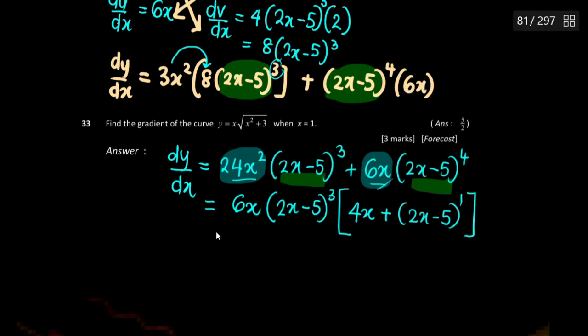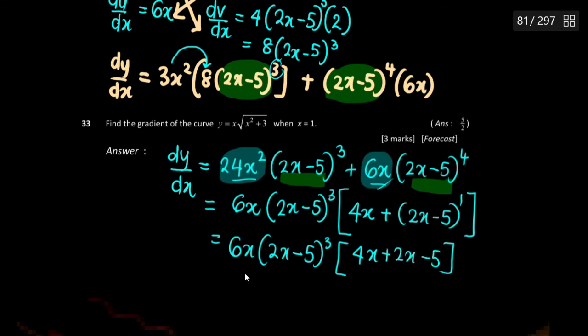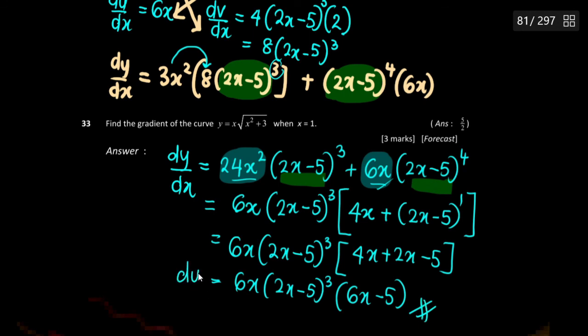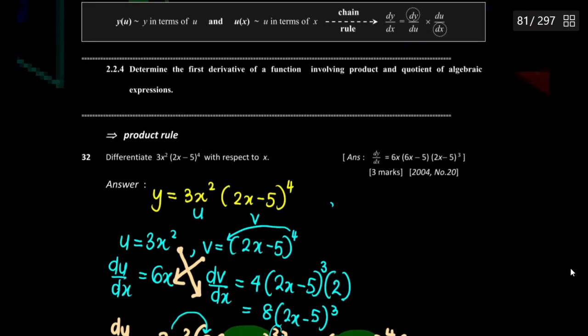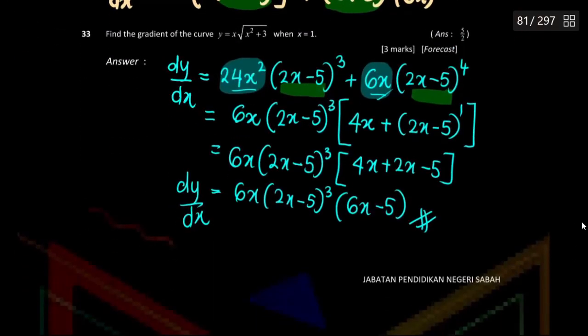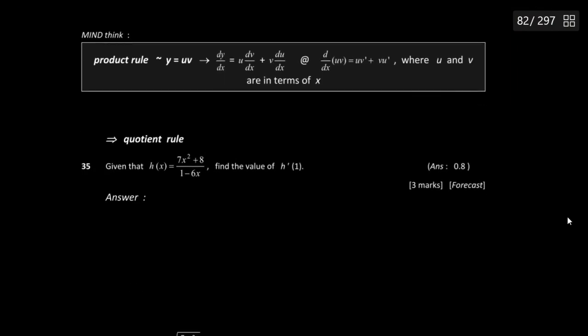That's all. Now solve just the last bracket only. 4x plus 2x minus 5. So we get the final answer 6x minus 5. You don't have to expand or anything. Leave your final answer in this form. I hope so far you guys can understand. Alright, so this is interesting.